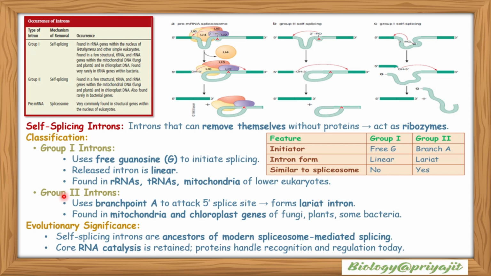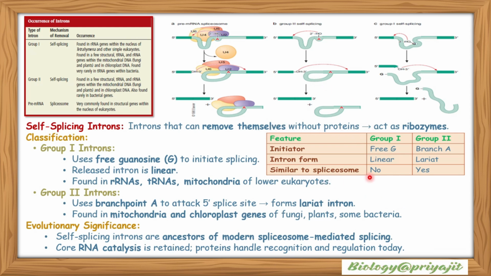What happens for group 1 introns? They use a free guanosine G to initiate splicing. There should be a guanosine nucleotide in the group 1 intron, and the released intron is linear. This is a linear structure, found in rRNA, tRNA and mitochondria of lower eukaryotes. But group 2 introns use a branch point A which attacks the 5' splice site and forms a lariat-like structure. It is found in mitochondria and chloroplast genes of fungi, plants and some bacteria.